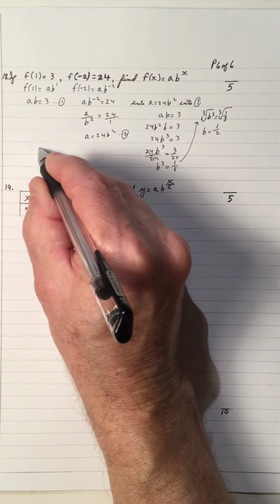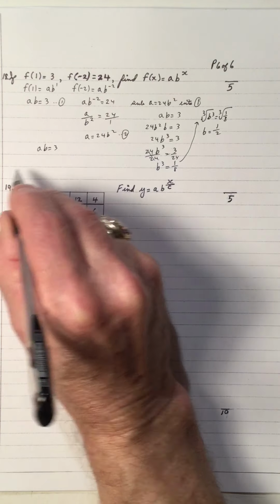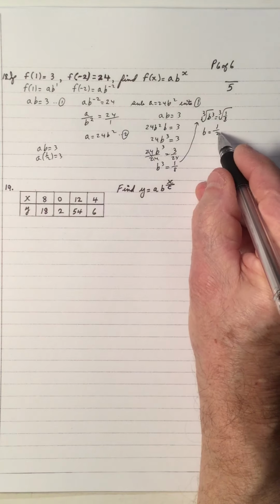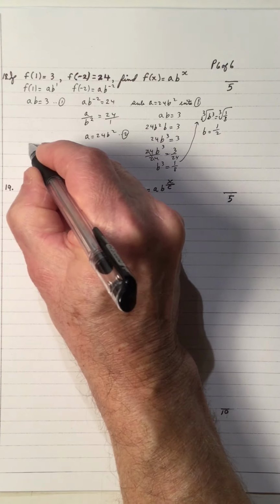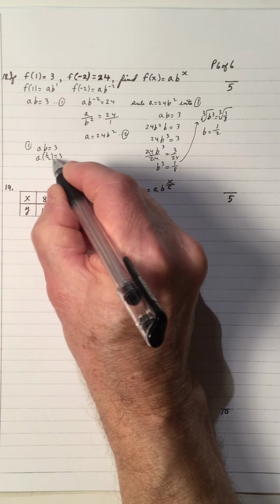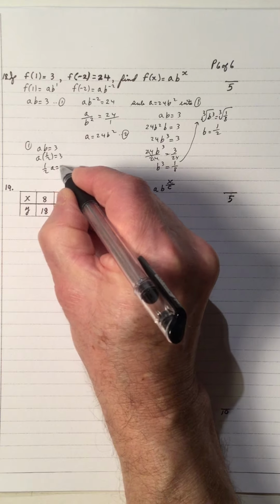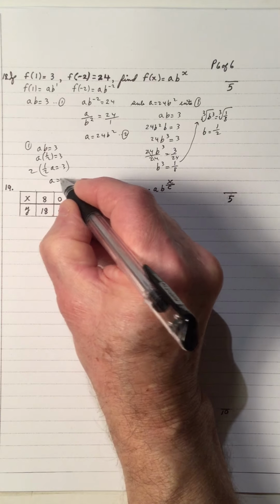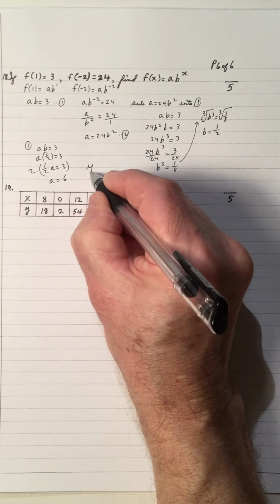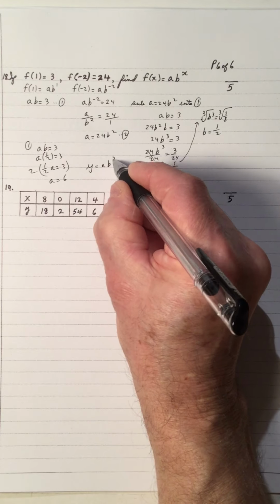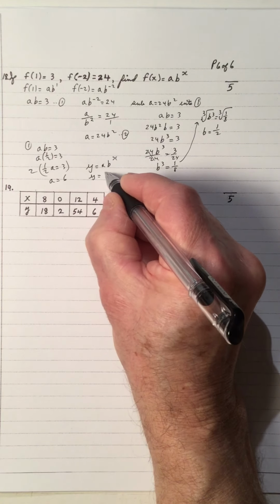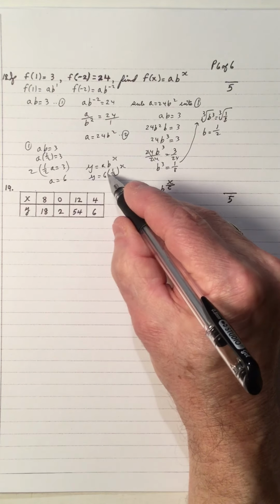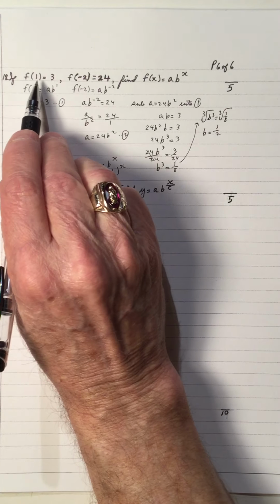So let's go over here. If a times b equals 3, and b is 1/2, I'm going to take the half and sub it into equation 1. So we have 1/2 a equals 3. Multiply both sides by 2. 2 times a half is a, and 2 times 3 is 6. So the equation is y equals a times b to the x, where a is 6 and b is 1/2. So that's the equation that represents f of 1 equals 3.